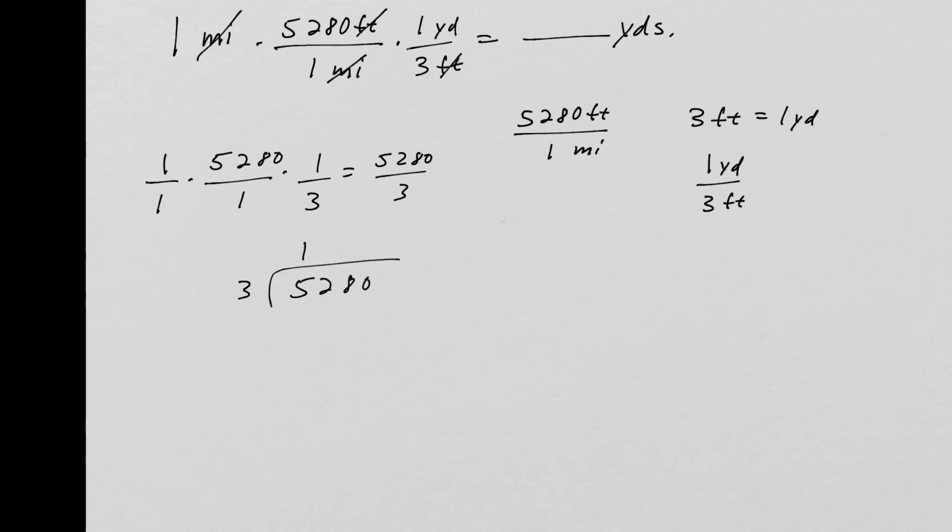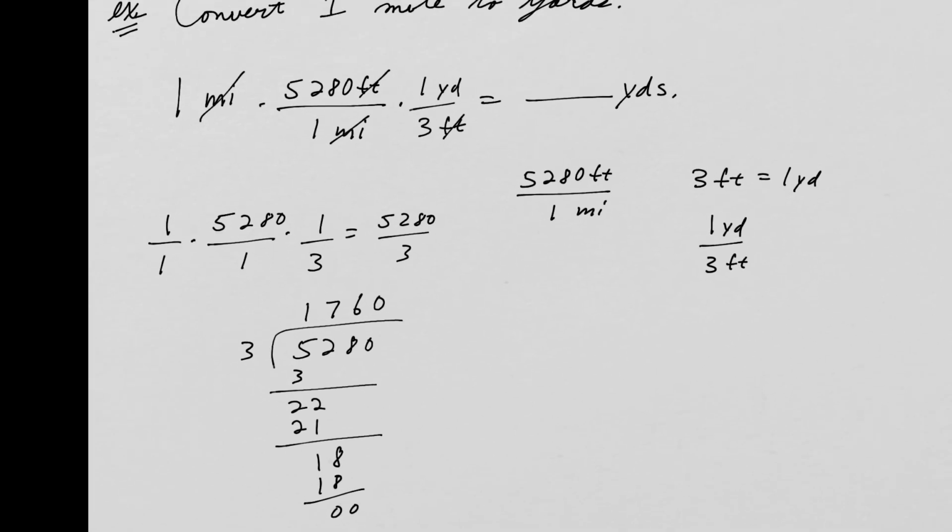So this is going to be 1, right? Then I subtract, bring down the next digit. 3 into 22 is 7. So it'll be 21. Subtract, bring down the next digit. 3 into 18 is 6. And then I get 0, 3 into 0 is 0. So it looks like this is going to be 1760 yards. So 1 mile is 1760 yards.